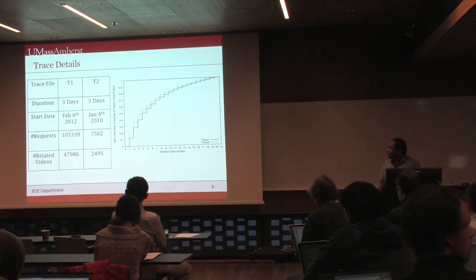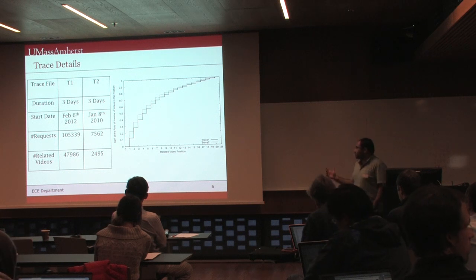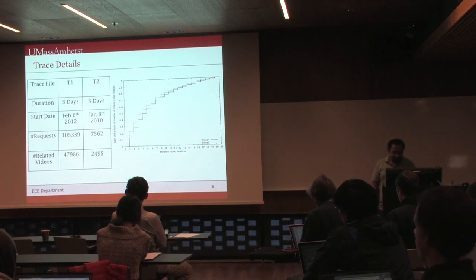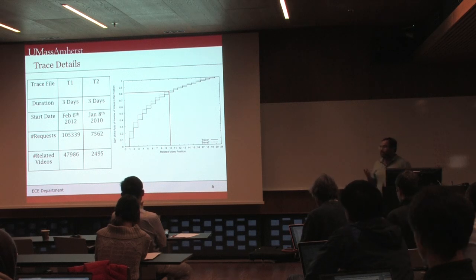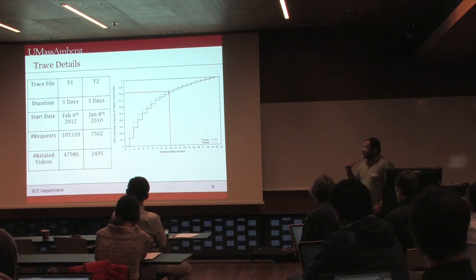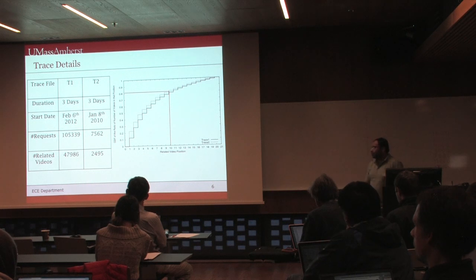On the right-hand side, you can see the CDF plot of the related video requests based on their position. As you can see, up until position 10, which makes up the top order of the related list, we have about 80% of the requests. So that means people usually select from the top of the related list, instead of scrolling down to the end to find their content.